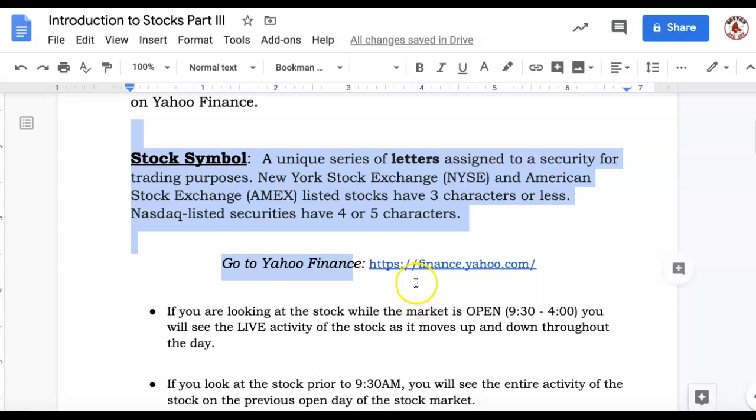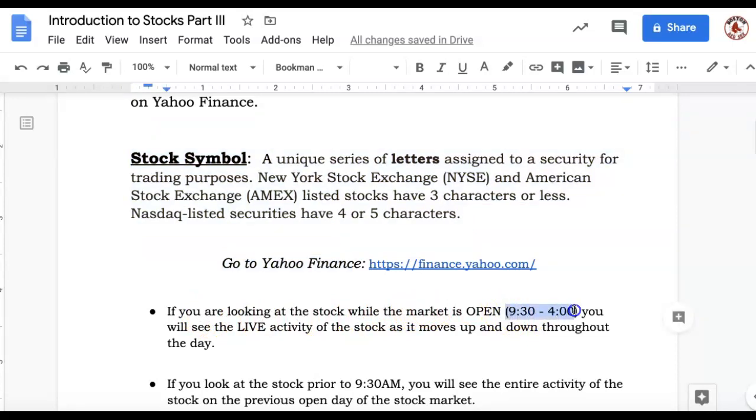Alright, so if you are looking at the stock while the market is open, and that's usually between 9:30 and 4, similar to a regular business day, you're going to see live activity happening every couple seconds, which is pretty cool.